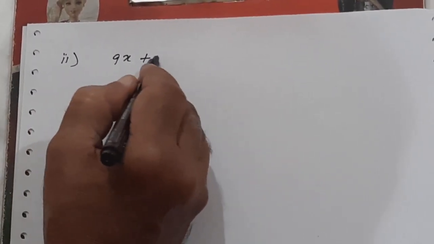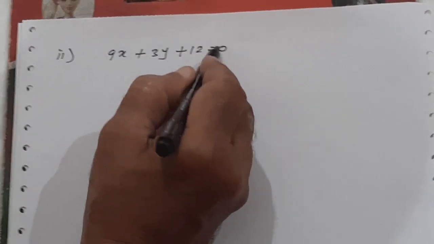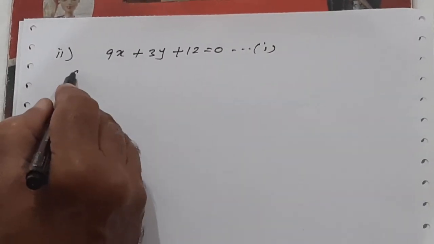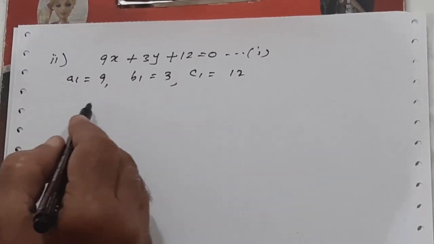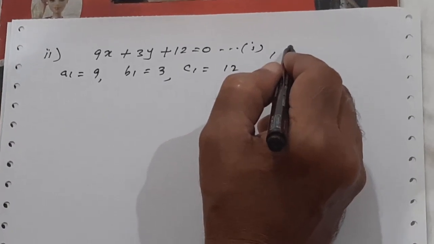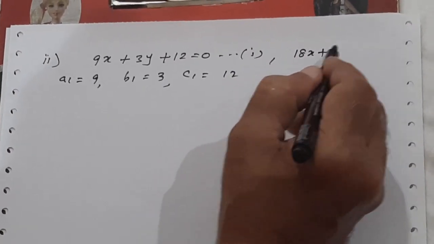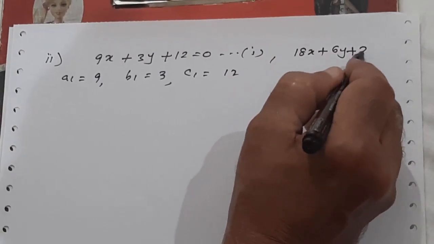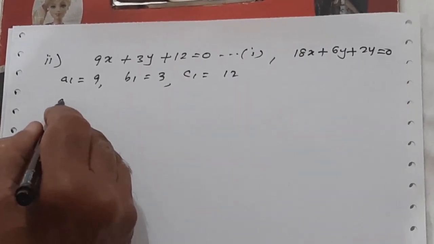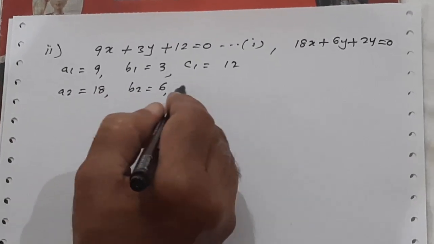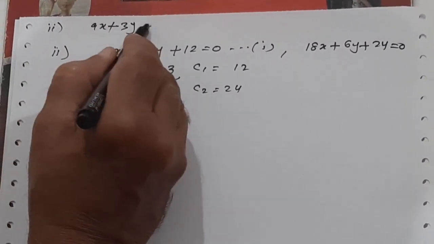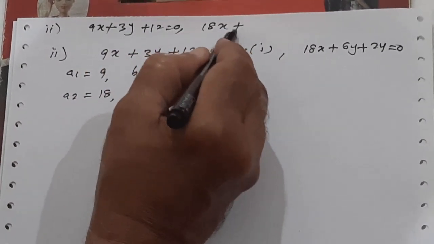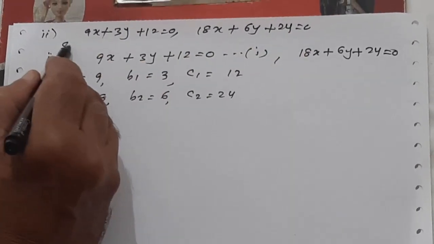Now second example, 9x plus 3y plus 12 is equal to 0. This is the equation number 1. Here A1 is equal to 9, B1 is equal to 3, C1 is equal to 12. Equation number 2, 18x plus 6y plus 24 is equal to 0. So A2 is equal to 18, B2 is equal to 6, C2 is equal to 24. First we'll write the question here. This is the question here and this is the solution.